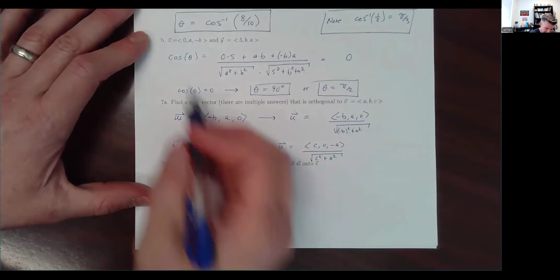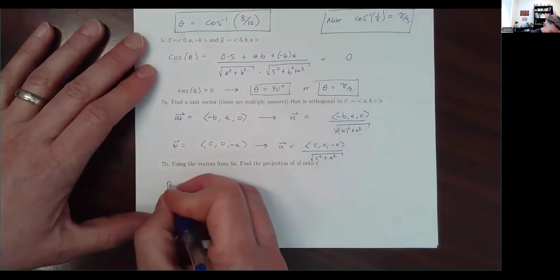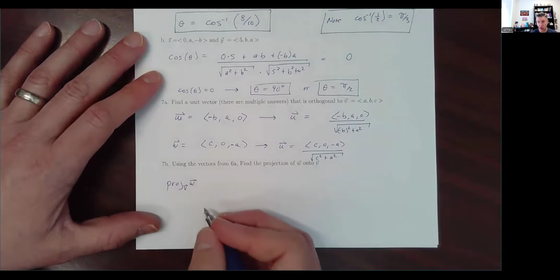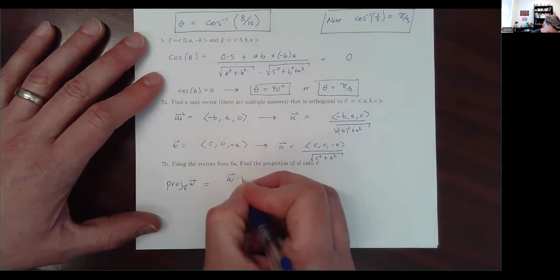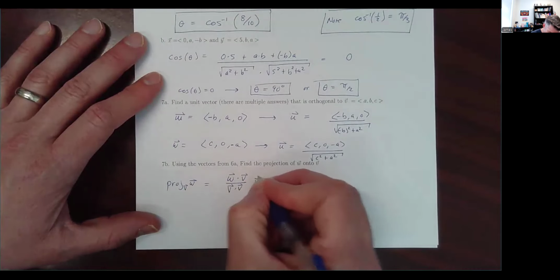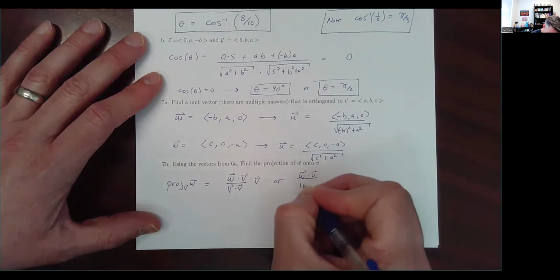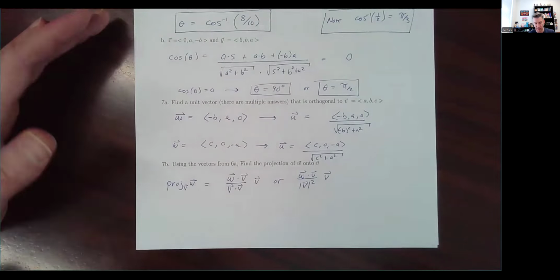Using the vectors from 6a, find the projection of w onto v. Cool. Projection of w onto v. That means v is going to show up all the times except for once. So I'm going to write it as w dot v over v dot v times the vector v. Or if you prefer, w dot v over the magnitude of v squared times the vector v. I prefer this. Either one's fine.